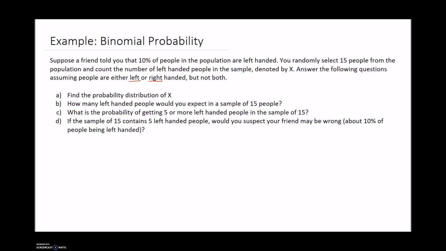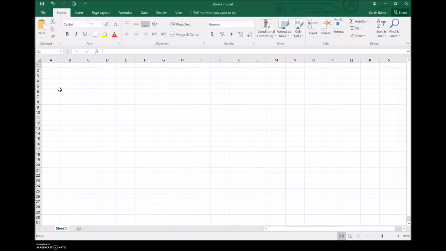Alright, so part A here is asking us to find the probability distribution of X, remembering that X is the number of people in our sample of 15 who are left-handed. So let's jump across to Excel and do it over there. Remember, probability distribution, the first column is X, the list of all the different outcomes that you can have. And then the second column is the probability of that outcome actually occurring. So we need to figure out firstly what our potential outcomes are.